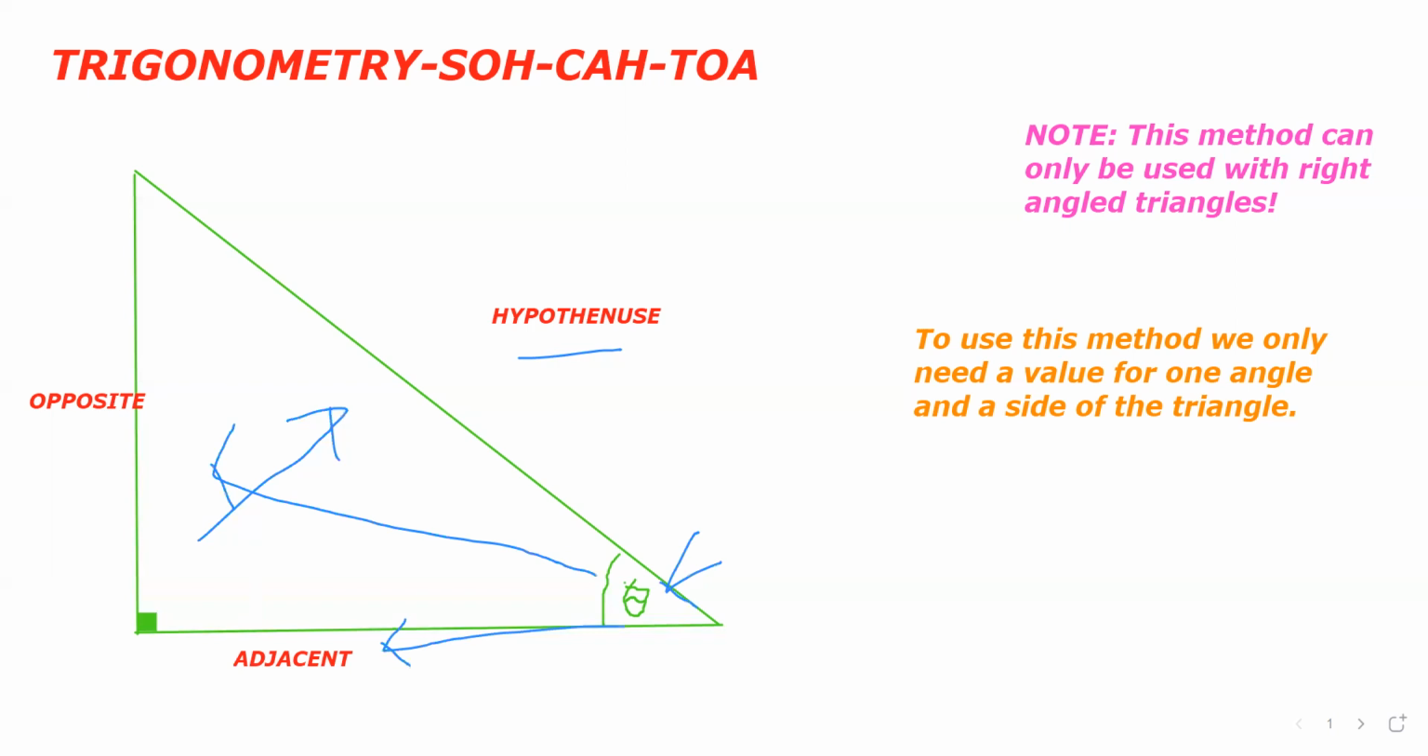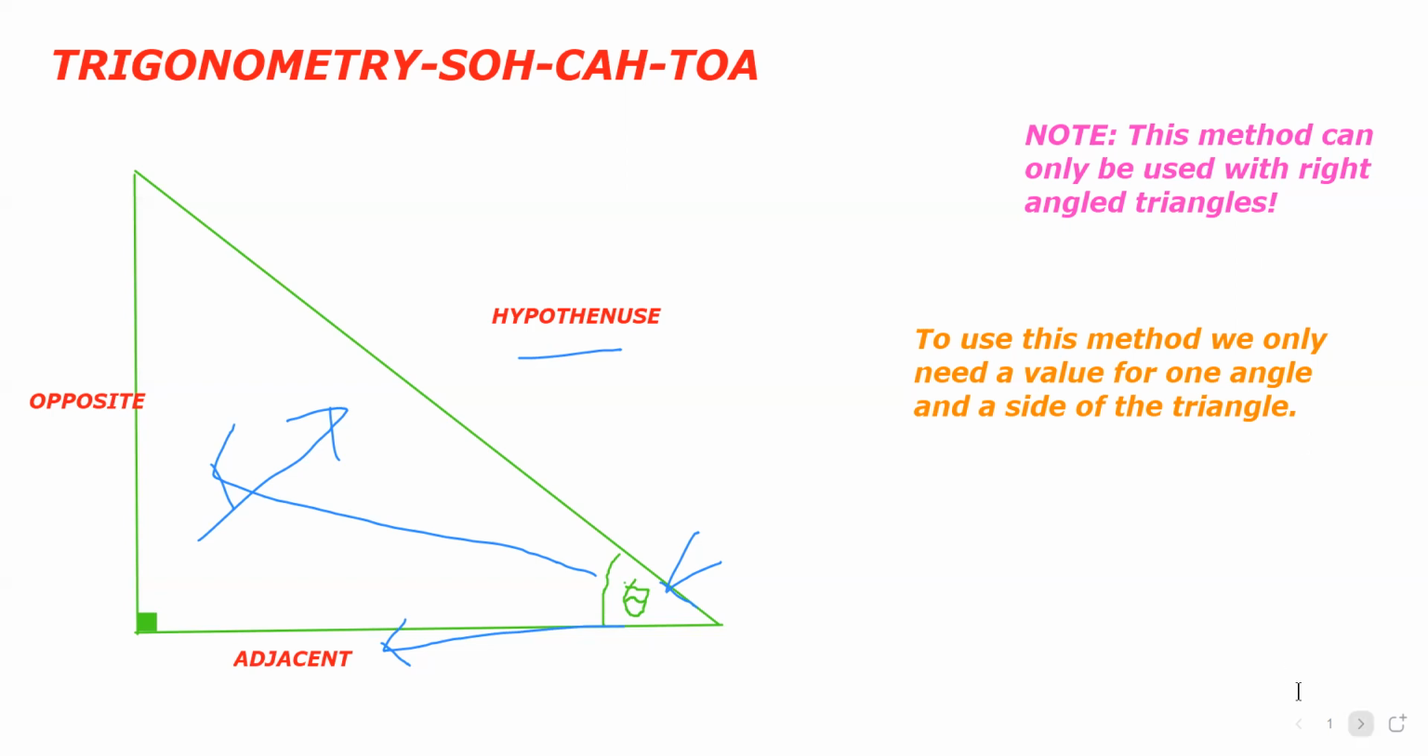So all three sides of a right angle triangle are the hypotenuse, which is opposite to the right angle symbol; the opposite side, which is opposite to the angle they gave you, or the reference angle; and by default, the other side is the adjacent. The adjacent side is the side that lies along the angle. Those are the three sides. Two notes: this will only be used for right angle triangles, and to use this method, we only need a value for an angle and a side. Once we have at least one angle and one side, we can use the method.